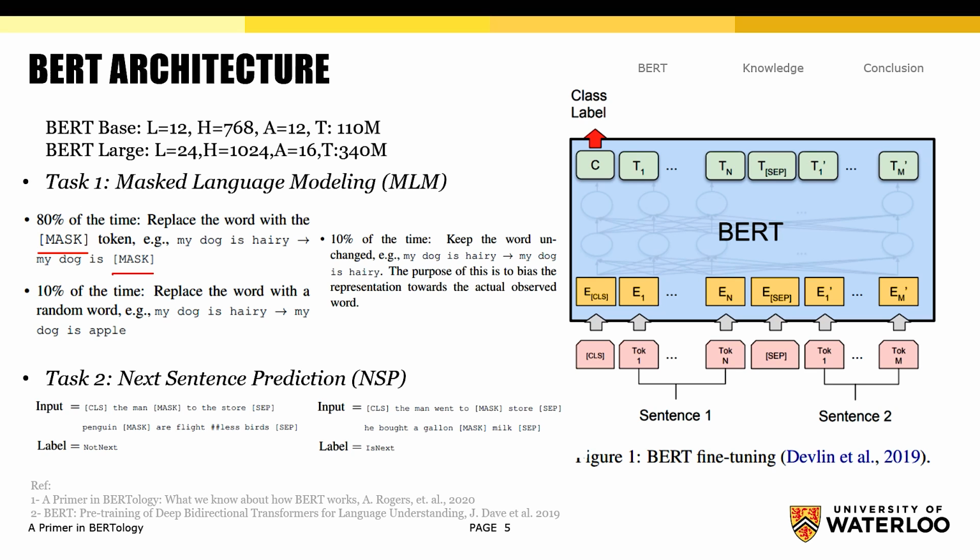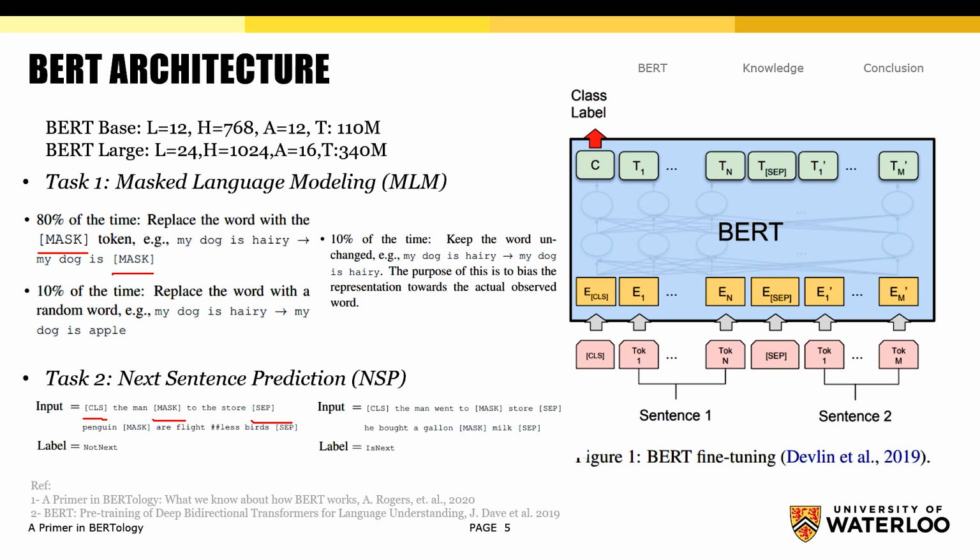And for the next sentence prediction, I just want to give you an example of what is adjacent and what is not adjacent. Let's say that we have as input the CLS token, the man, some special token mask, to the store, and the separation token, and penguin token mask are polite, less BERT's separation. As you can see, these two sentences are not related at all. They are two different sentences, so the label should be not next.